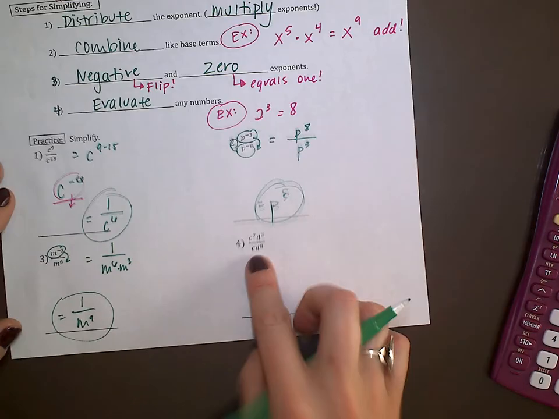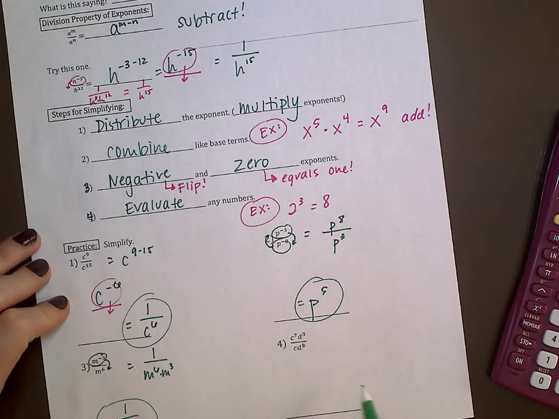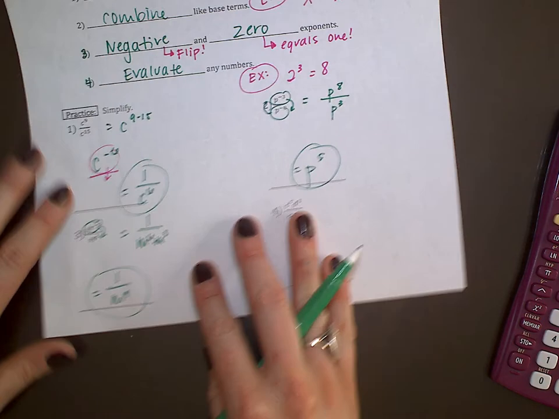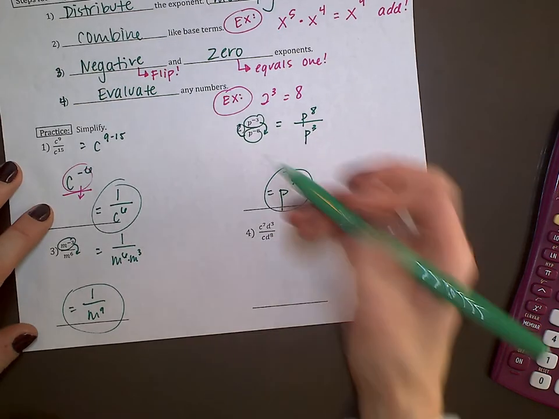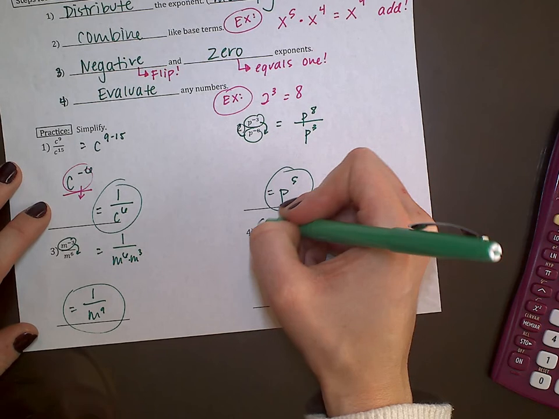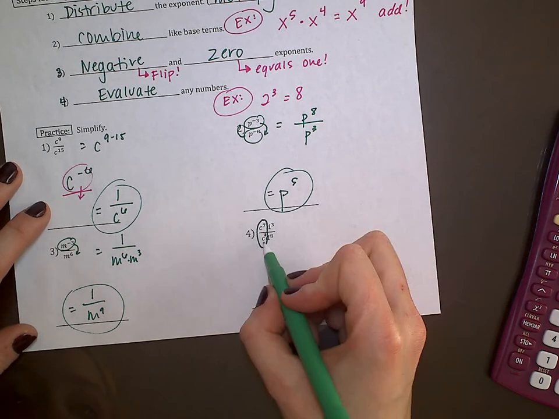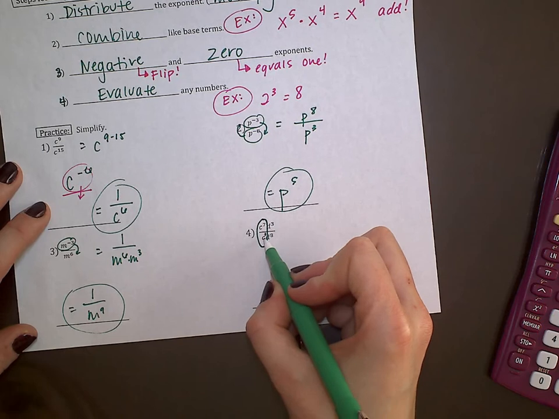If you see something like example 4, there's no distributing on any of these. I don't have parentheses, but I can combine like base terms. So I need to put the C's together and the D's together, and do them one at a time. They're both division, so I'm going to subtract exponents. That's C to the 1 on the bottom if I don't write an exponent.